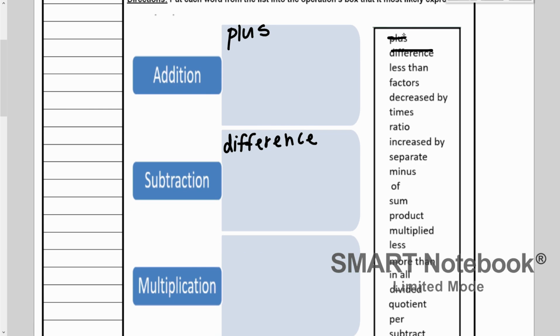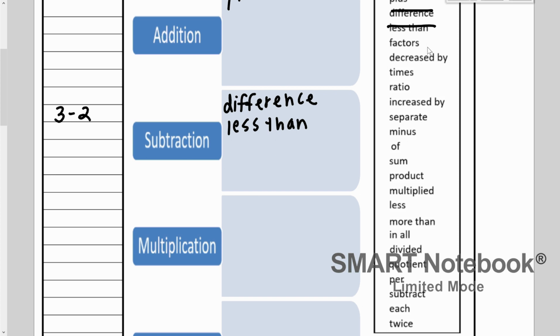Less than, if I want 2 less than 3, I would subtract. Less than is going to be a special case where if it's like 2 less than 3, the actual operation would be 3 minus 2, where we switch that order. But we'll talk about that more later.